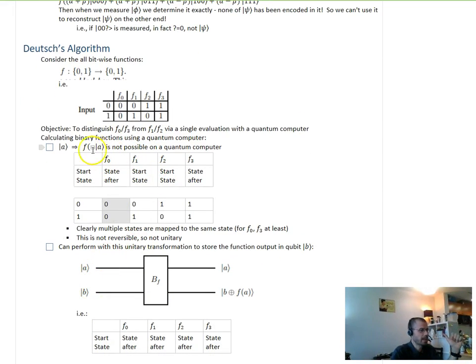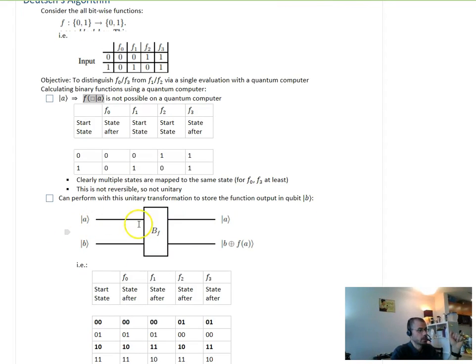So we can implement this function by using another qubit. We feed in 2 qubits, and for A, we're just going to take f of A, and then do the XOR operator with B. So if f of A is 1, we're just going to flip qubit B. We're going to do a NOT on qubit B. If f of A is 0, we're not. We're just going to leave B unchanged, basically.